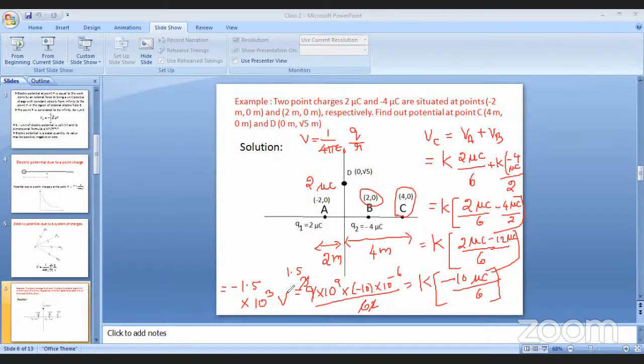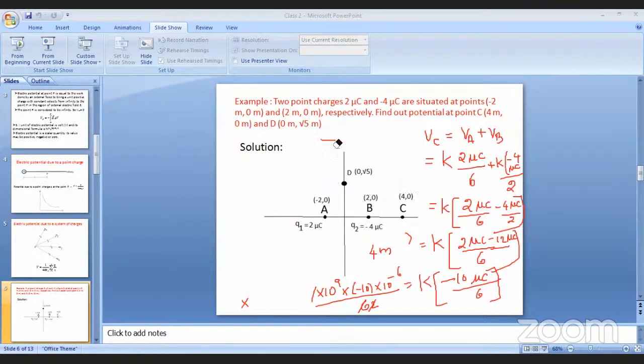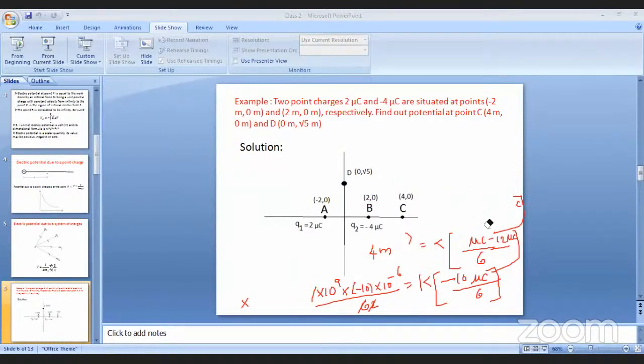Right. Now, similarly at the point D, you can calculate the electric potential using the superposition principle. Before that, I have to erase all these annotations, then only you can understand the next part of the solution for this problem. Otherwise, the annotations will be disturbing to you.